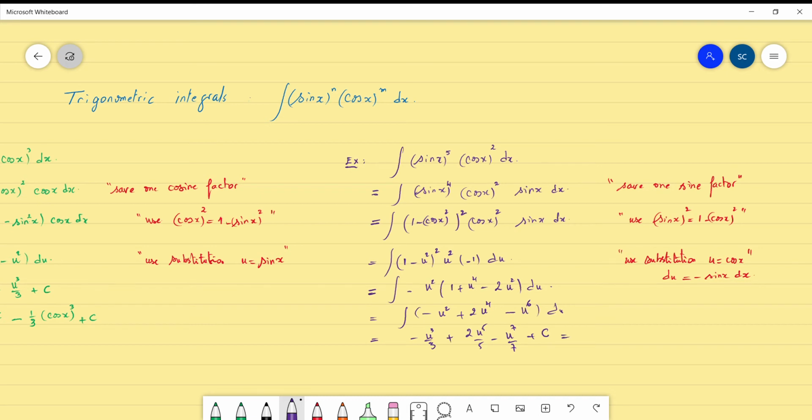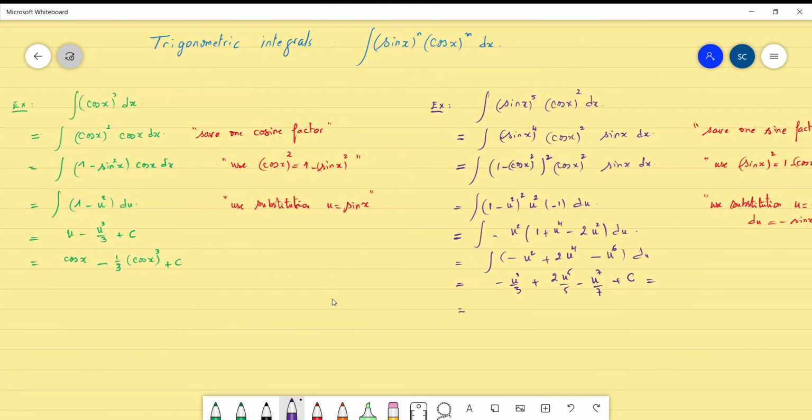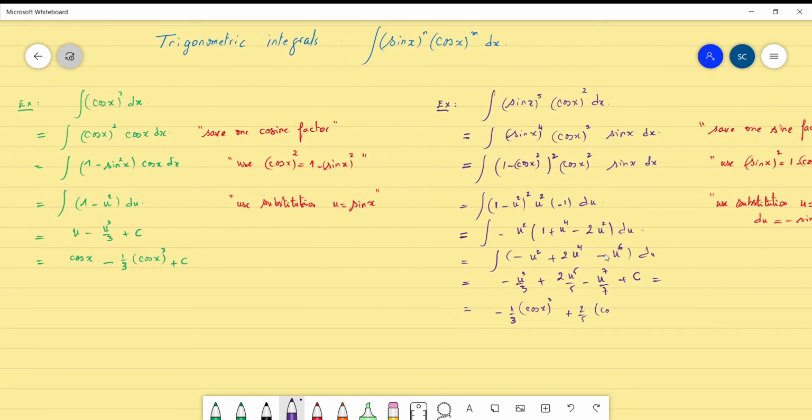Then come back to the original variable. So we will get minus 1 over 3 cosine x power 3 plus 2 over 5 cosine x. So here I think I made a mistake for this example. The substitution was sine x, so let's correct here. I made a mistake here. So sine x here, okay?